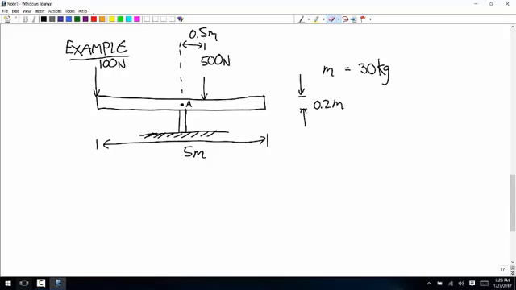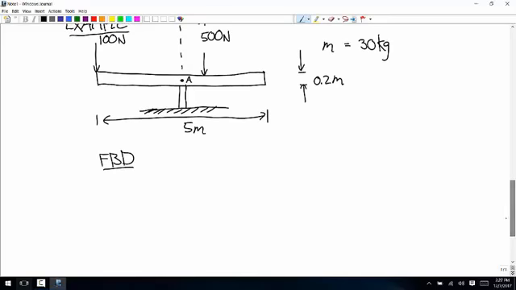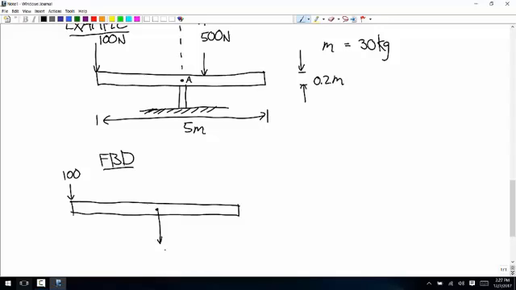Okay, so draw a free body diagram. So what forces are acting on this board? There's the 100 Newton force here. There's the weight acting right in the middle. That's 294.3 newtons. There's the unknown force coming from the axis. I'm just going to leave that off, though.